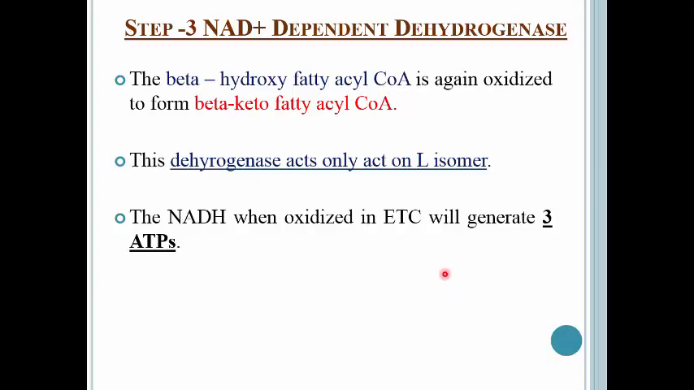The third step, just like FAD, will be the NAD plus dependent dehydrogenation. The enzyme which is used is again hydroxy fatty acyl dehydrogenase. The molecule which is formed is keto fatty acyl CoA, and NADH will be produced, which will enter into the electron transport chain, and again that will produce 3 ATPs.